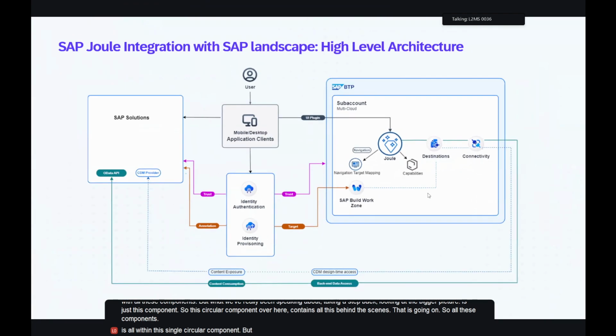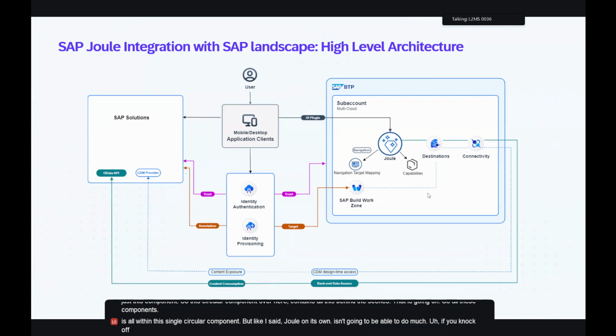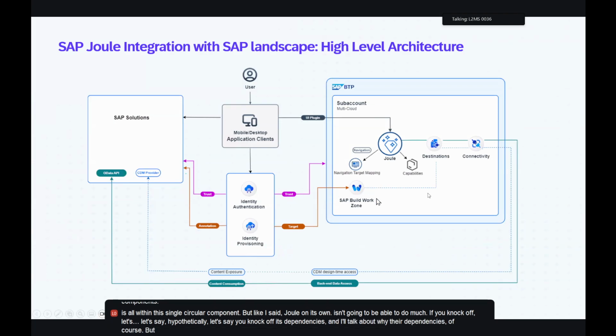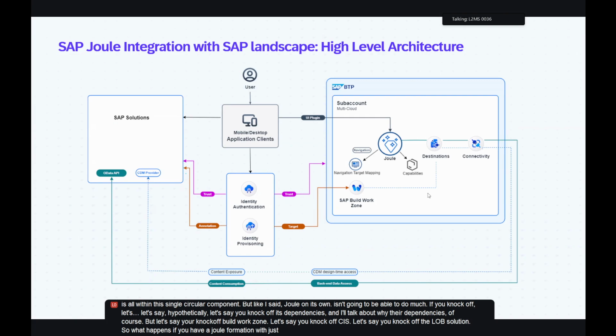But like I said, Joule on its own isn't going to be able to do much. Let's say hypothetically you knock off its dependencies, and I'll talk about why they're dependencies. Let's say you knock off Build Work Zone, you knock off CIS, you knock off the LOB solution. So what happens if you have a Joule formation with just Joule, which I don't think is possible, but hypothetically, if the only thing you have is just Joule. You don't have anything else.